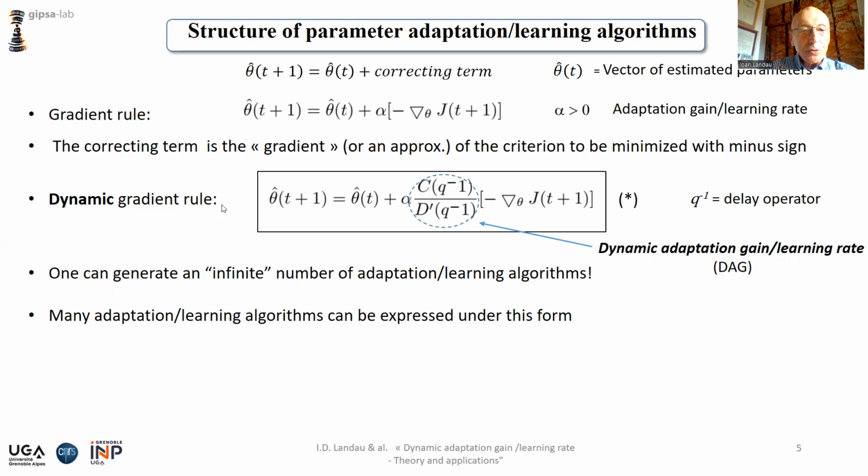Now, we are proposing a dynamic gradient rule where the gradient is first filtered by a dynamic filter, C over D prime, which we will call the dynamic adaptation gain learning rate. Obviously, one can generate an infinite number of adaptation learning algorithms, and many existing adaptation learning algorithms can be expressed under this form.